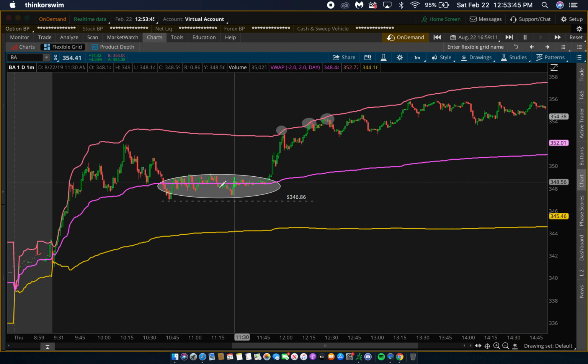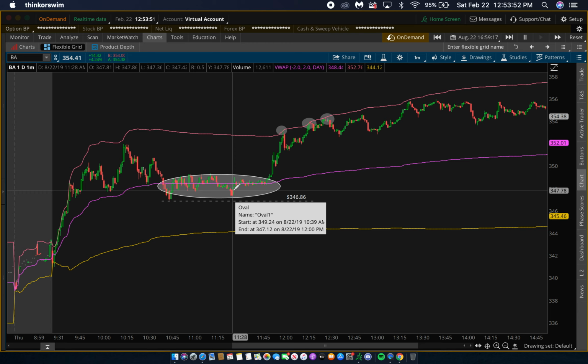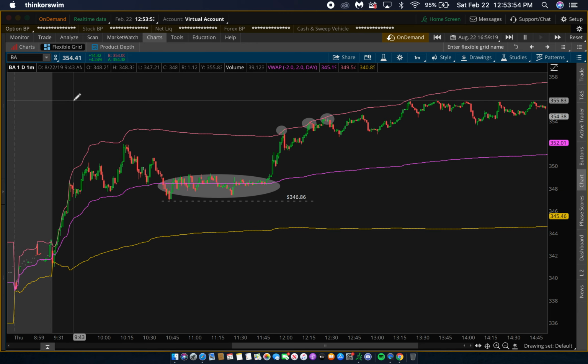So I'm comfortable taking this trade 8 out of 10 times. This is going to be a good trade. It's a high probability setup. And we got double confirmation because the market was selling off and Boeing showed relative strength.